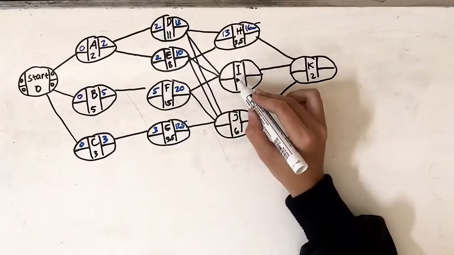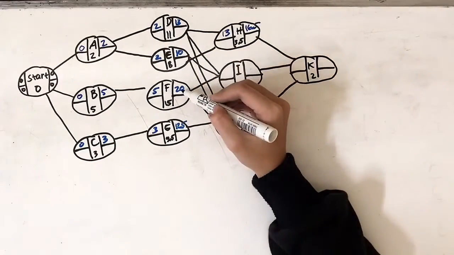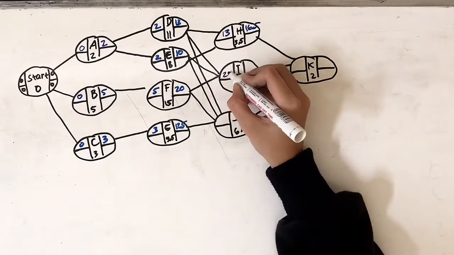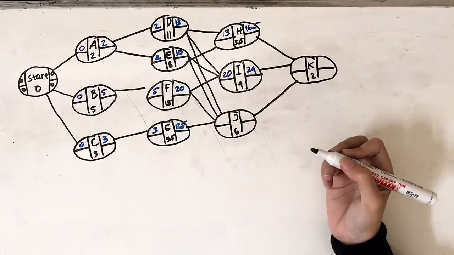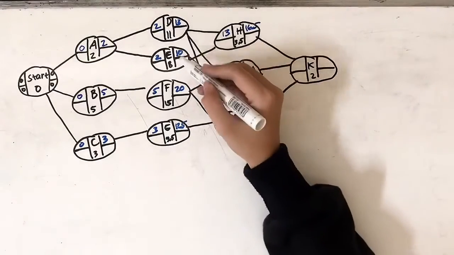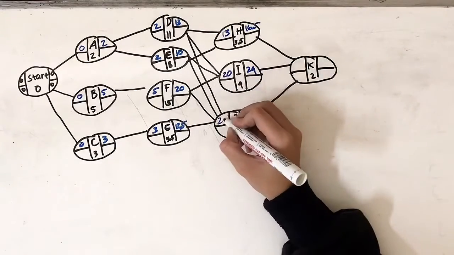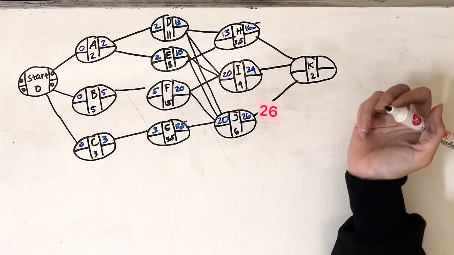For activity I, we get the earliest start by choosing the maximum earliest finish of its predecessors, which are activities D, E, and F. Then we choose 20, so the earliest finish is 24. For activity J's earliest start, we have to choose between activities D, E, F, and G. And the maximum is 20, so the earliest finish of activity J is 26.